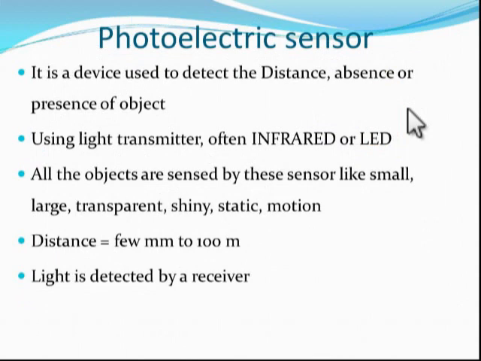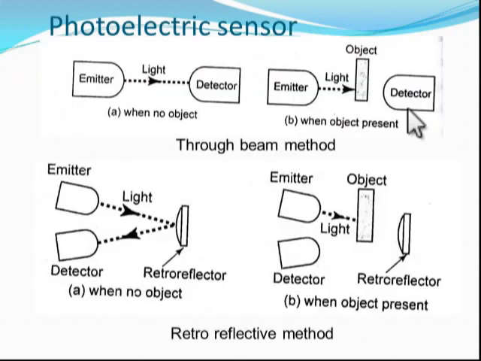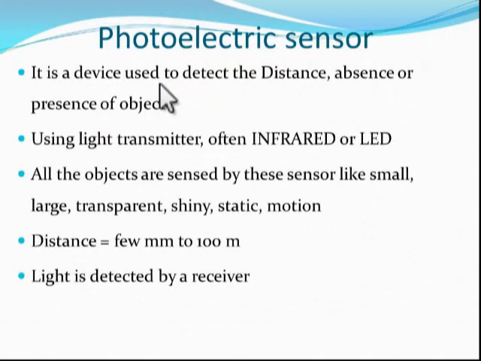It is a device used to detect the distance, the absence or presence of an object. In the photoelectric sensor, we use a light transmitter, often infrared or LED. The light transmitter is the emitter, and the other one is a detector. The emitter emits the signal to the detector. If the detector detects the signal, no object is found. The objects sensed by the sensors can be small, large, transparent, shiny, static, and in motion. The sensor works and senses easily under these various conditions.